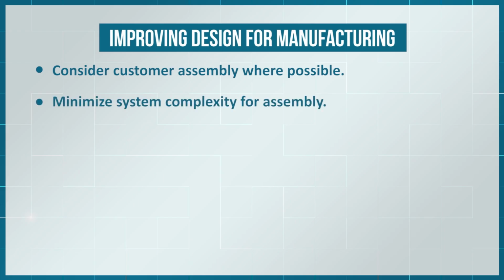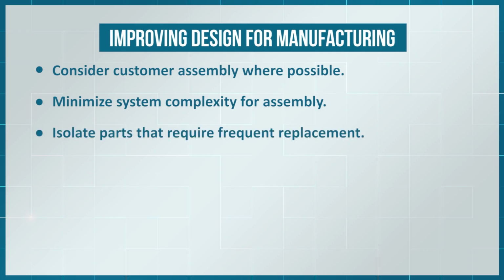You can also minimize the system complexity to allow for easy assembly. You can isolate the parts that require frequent replacements. So, for example, if a part is going to wear out, you can place it in such a way that the customer can easily take it out and replace it rather than bringing it back to the factory for a formal replacement by the company itself.